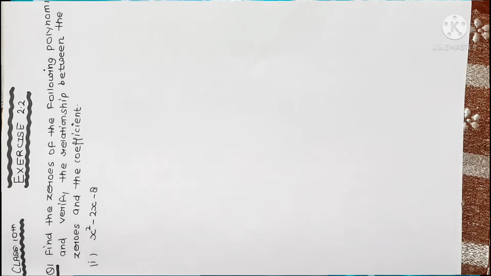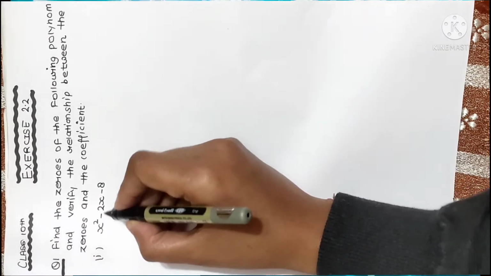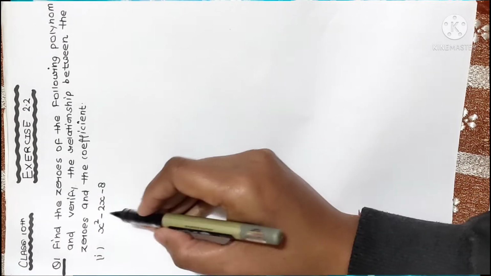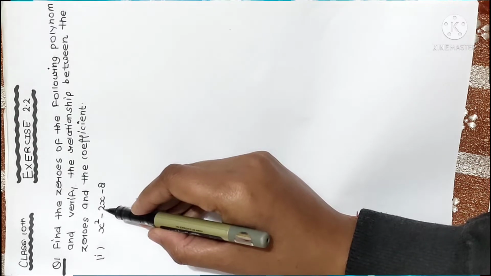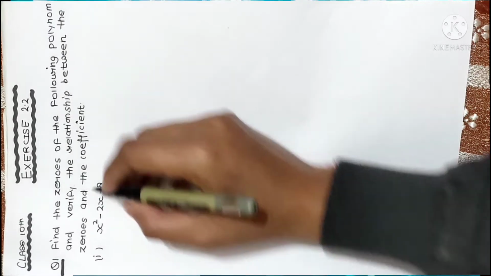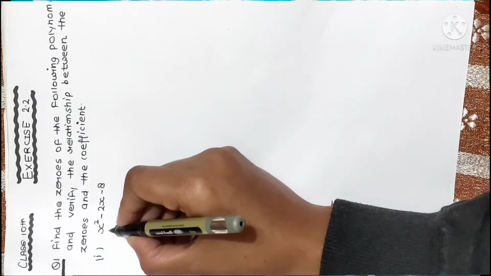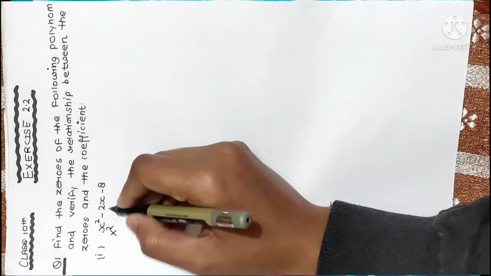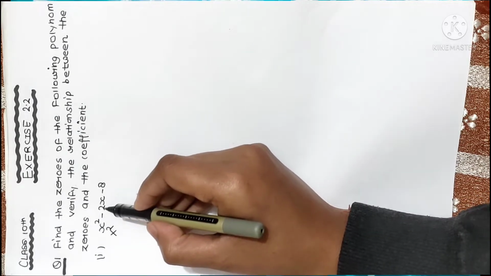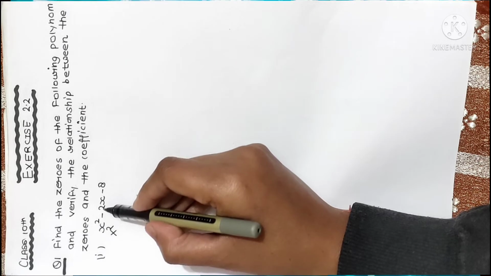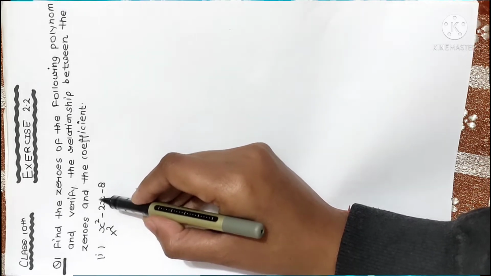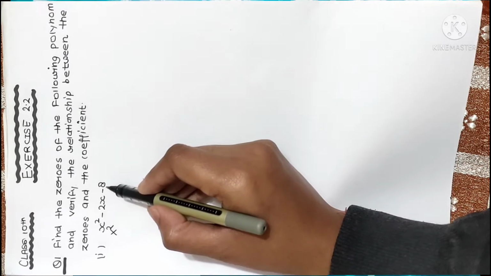So you will use the splitting middle term method. Okay, so here we have x square minus 2x minus 8. It means it is sum of roots, sum of zeros, and it is product of zeros. Okay, so here we have 8. It means we need two terms, so that on subtracting or adding we'll get minus 2, and on product of their product we get minus 8.